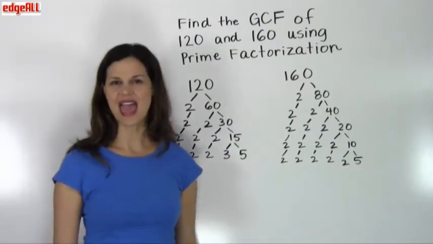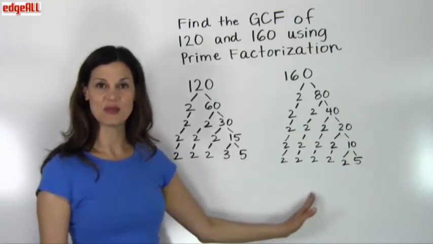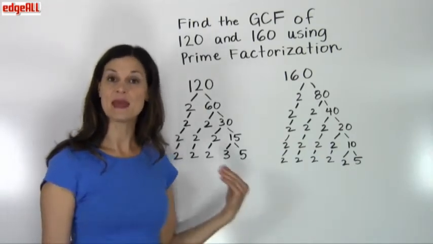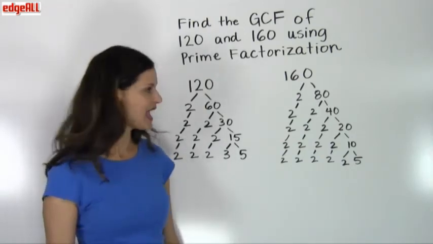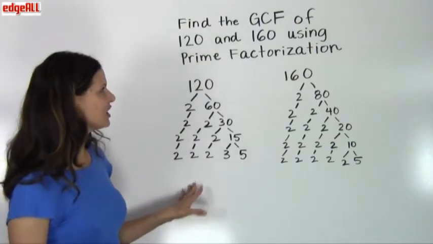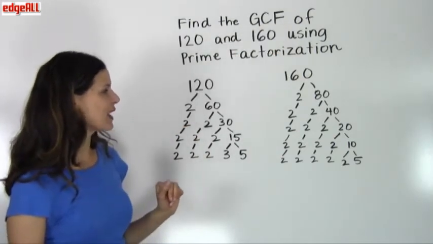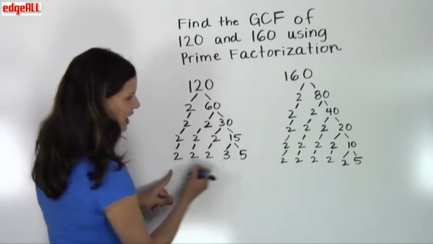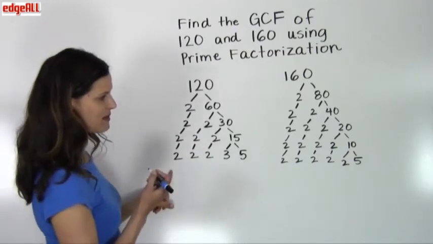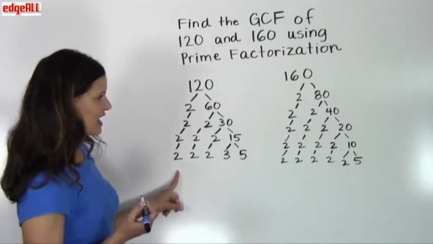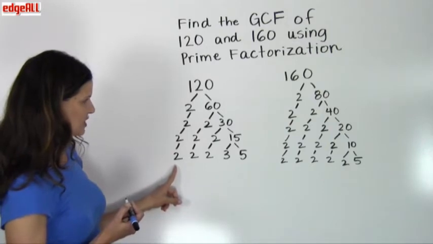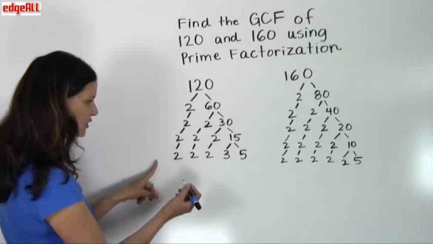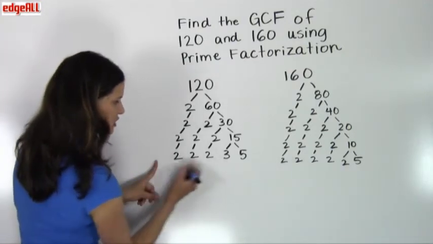So now that we have the prime factorizations of both of these, we are going to look for the prime numbers that they both have in common. The greatest common factor, GCF, can be determined by finding the prime factors that are shared by both numbers. So in this case, with the prime factorization of 120 and 160, they both contain 3 2's.